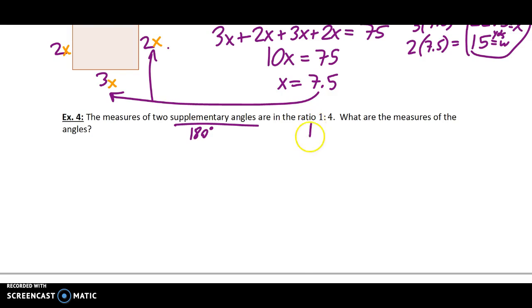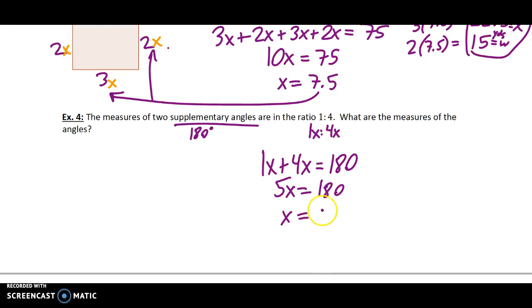Again, stick an x in there because 1x to 4x still reduces to 1 to 4, right? The x's would cancel and all that good stuff, as long as x isn't 0, which of course it's not going to be. So, 1x and 4x, whatever those angles are, add up to 180. So that means 5x equals 180. And if you divide by 5, you get x equals 36. So, plug those into your two angles, and you'll get the actual angle measures.